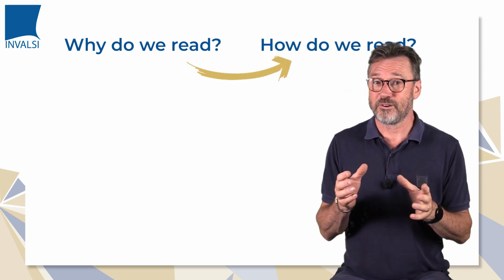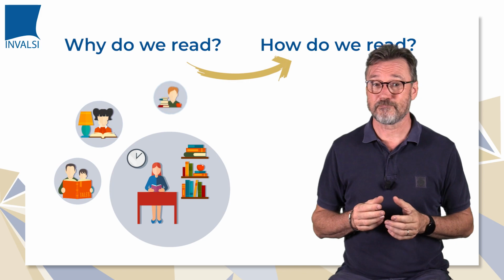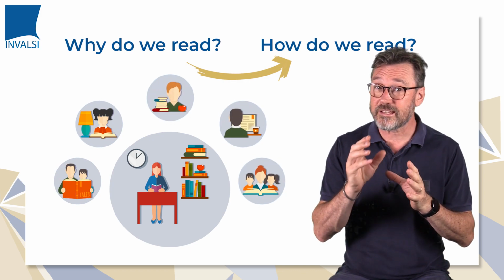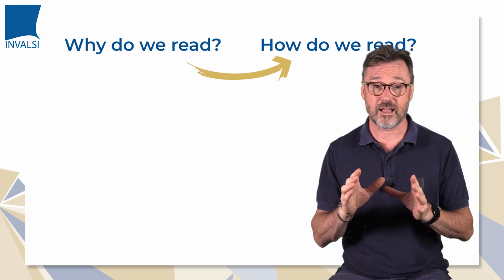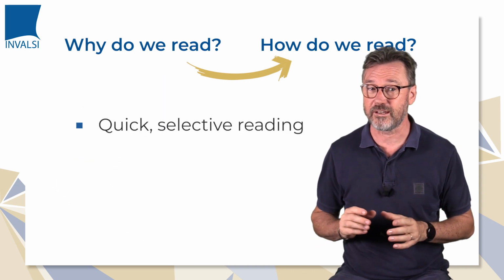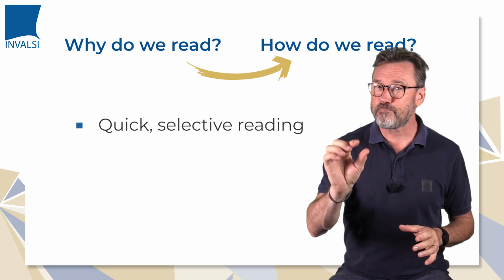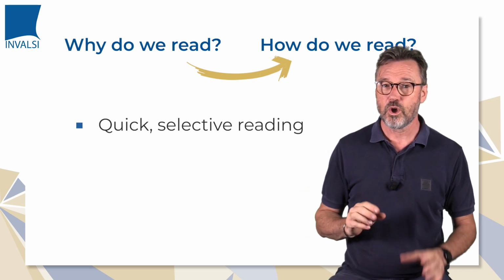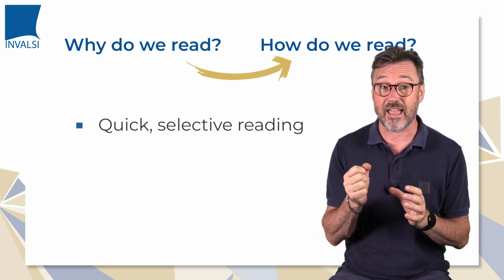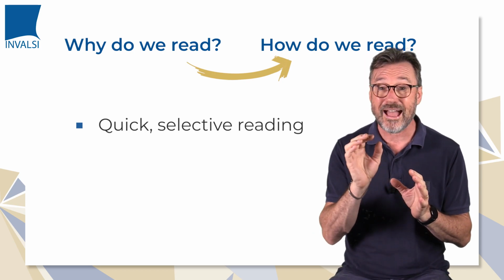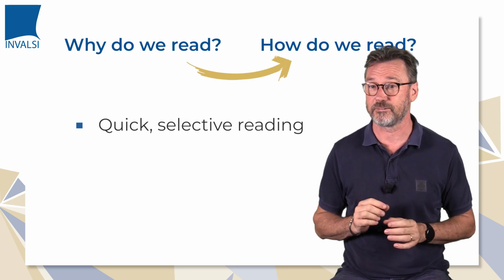In real life, we read for various reasons, and we use different reading styles according to our reading purpose. For example, quick selective reading. When we need to pick out specific information or important details, or if we want to get the gist of a text, we apply a quick and selective reading style.